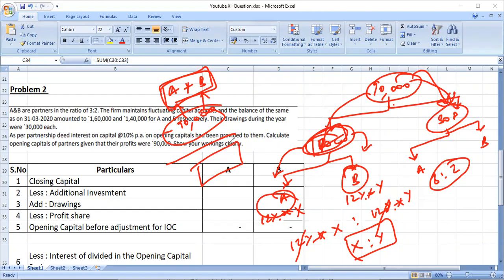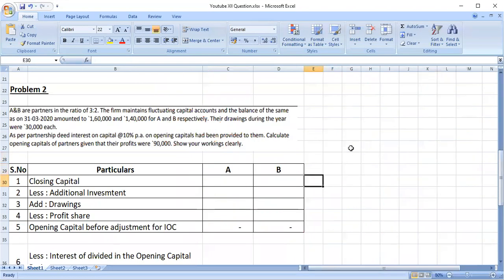And after you have arrived at the total opening capital, you can arrive at the total interest on capital on that. Let me show you how. Let's just fill this up. As of now, we have opening capital of 1,60,000 and 1,40,000. There is no additional investment in this question. And we have drawings of 30,000 each.